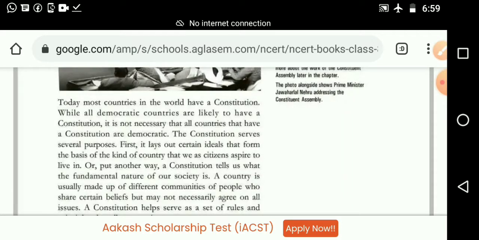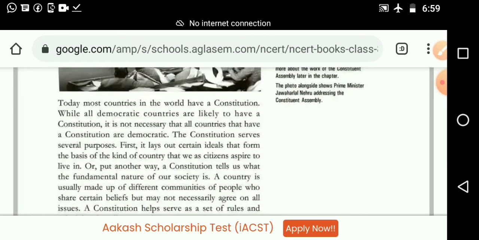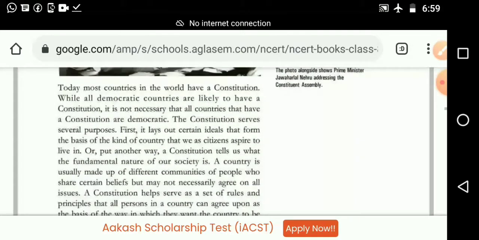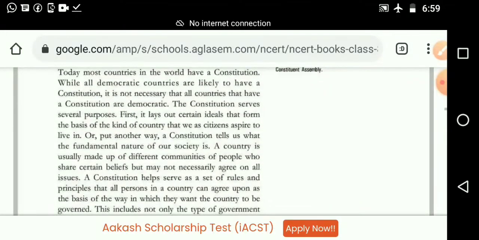Some of the purposes or aims of the constitution: first, it lays out certain ideals that form the basics of the kind of country that we as citizens aspire to live in. The first point is what type of country we want to live in, which is decided by our constitution. Or, put another way, the constitution tells us what the fundamental nature of our society is.